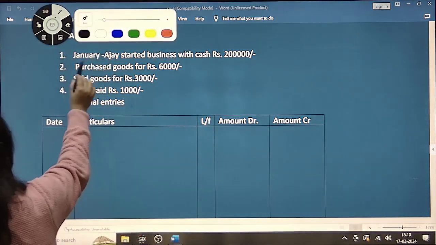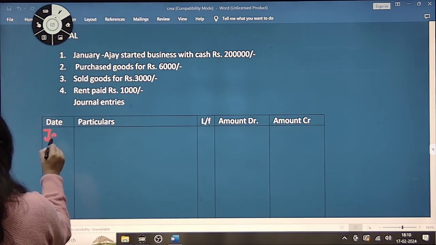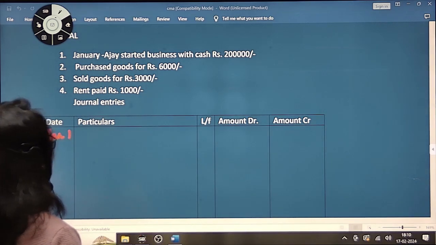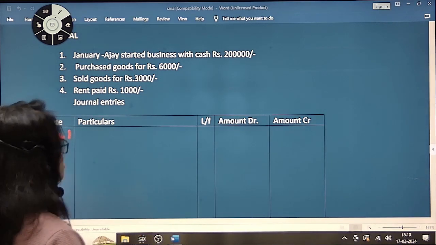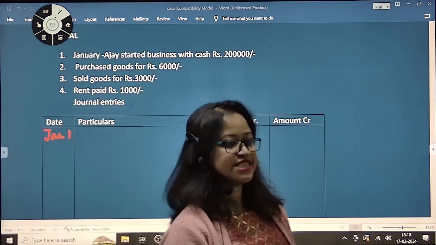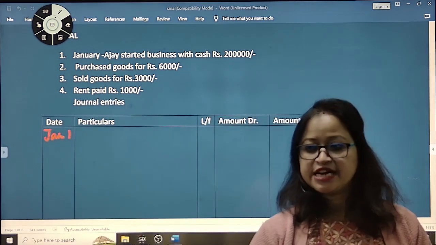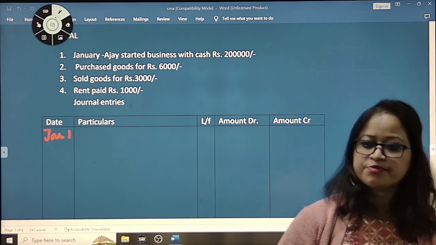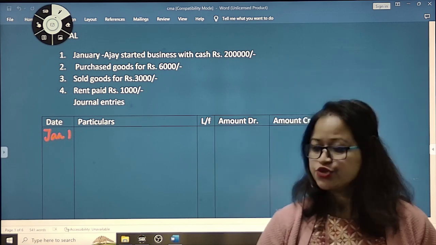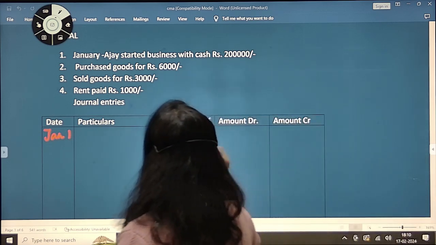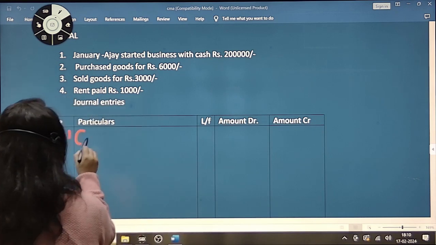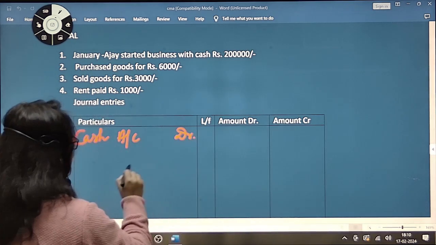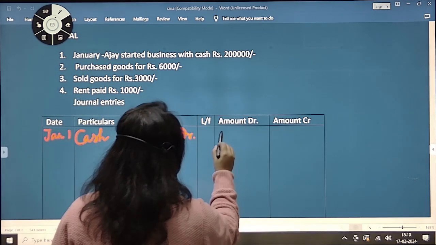For the first transaction, you can write here January 1, and the transaction is Ajay started business with cash. Always remember, whenever cash comes into the business, cash will be debited, and whenever cash goes out from the business, cash is credited. Here Ajay has started business with cash, which means cash is coming into the business, so it will be debit. Cash account debit, and this debit amount we will write in the debit column.